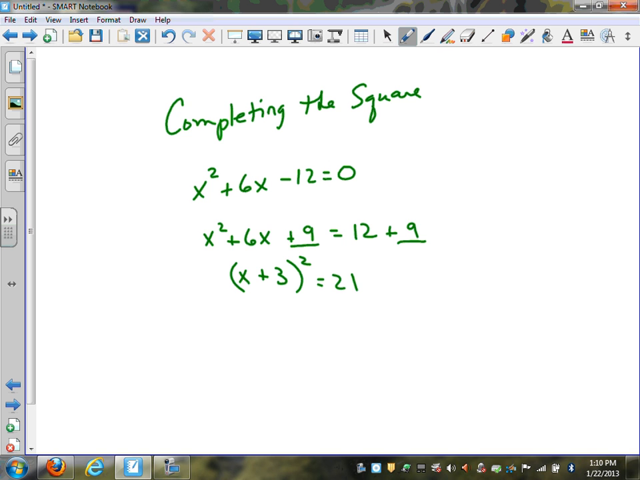So now we're going to take the square root of both sides. Square root of both sides. Is there a perfect square root of 21? No. So then you're going to have x plus 3 equals plus or minus the square root of 21. Subtract 3.